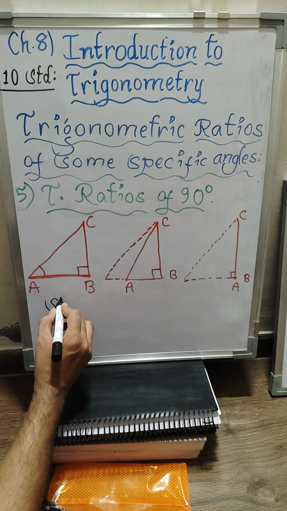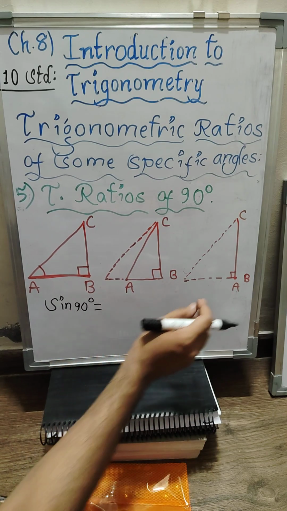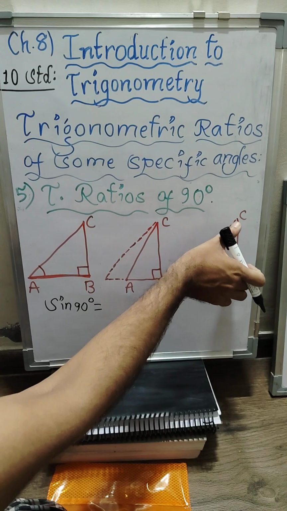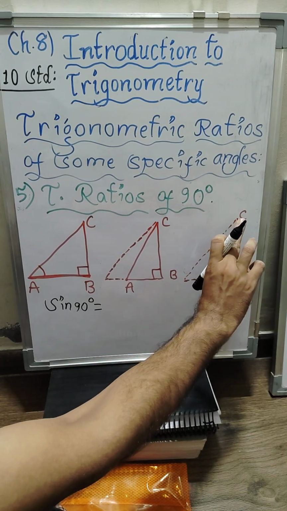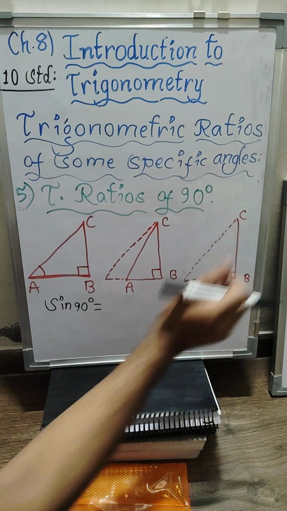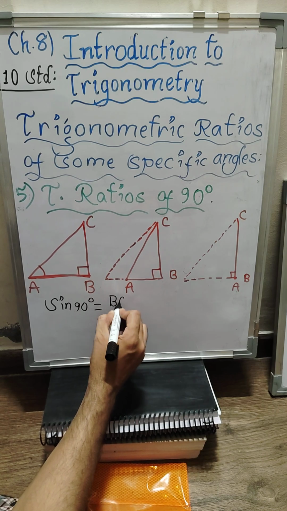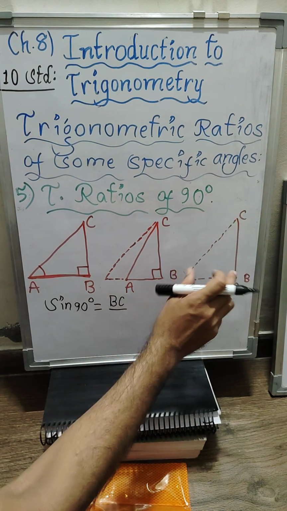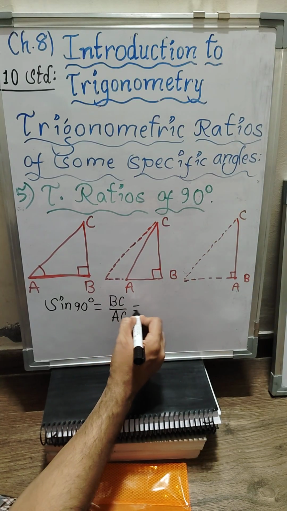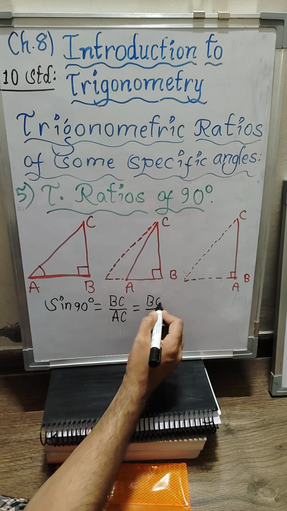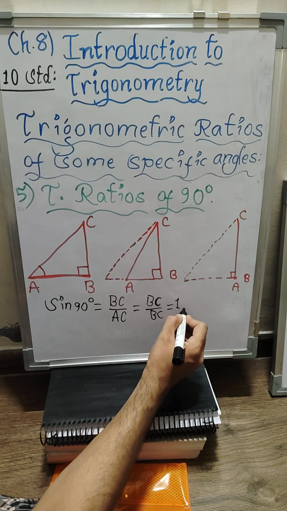So sine 90 degrees, when you have to write, you can take this as sine 90 equal to opposite by hypotenuse. Hypotenuse and opposite side both are coinciding here. Both are of same length. So BC by AC. AC and BC in this case are equal. BC by BC whose value is 1.